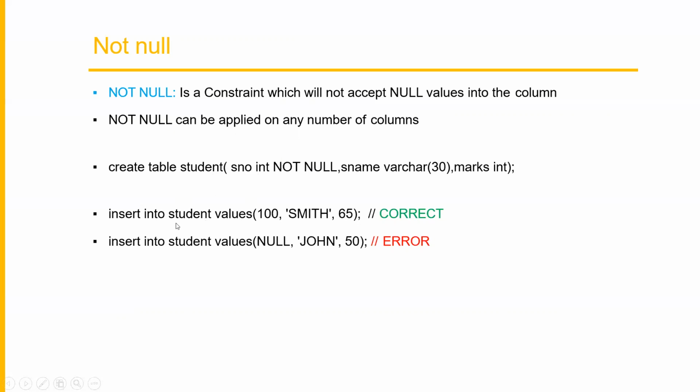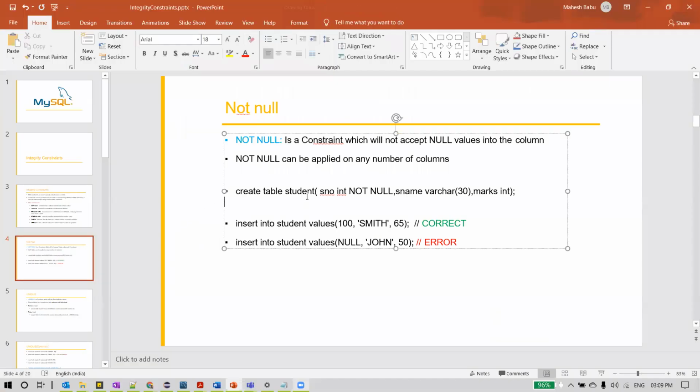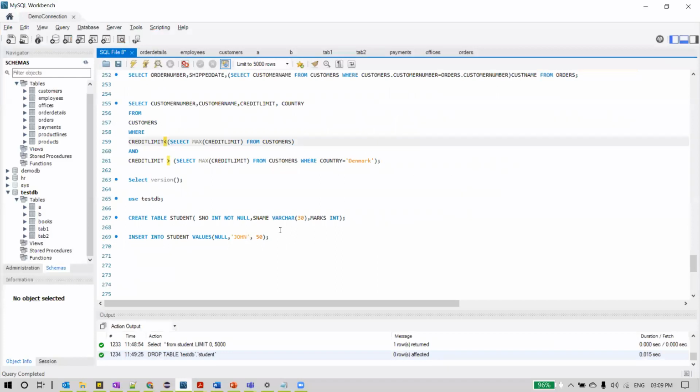And you can see it here, an example. Let's see this now. Let's create this table with the not null column. Okay, I think I already have it.